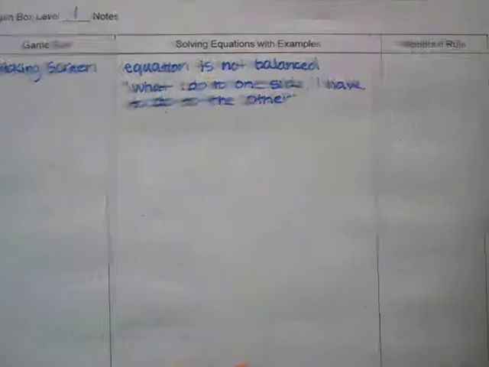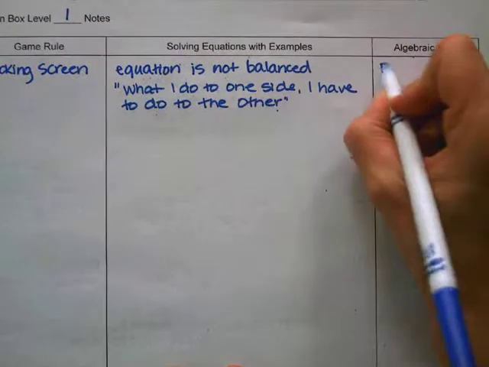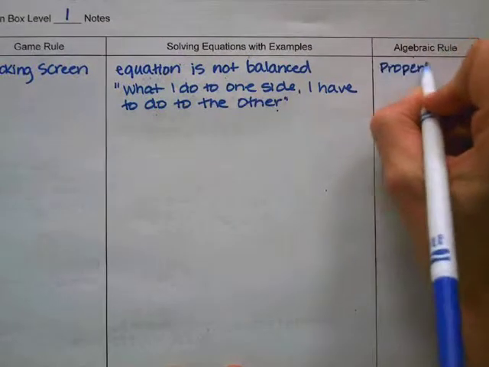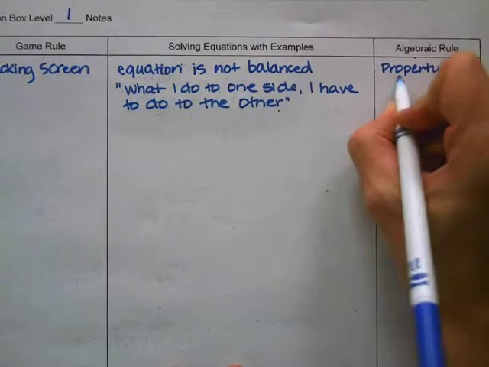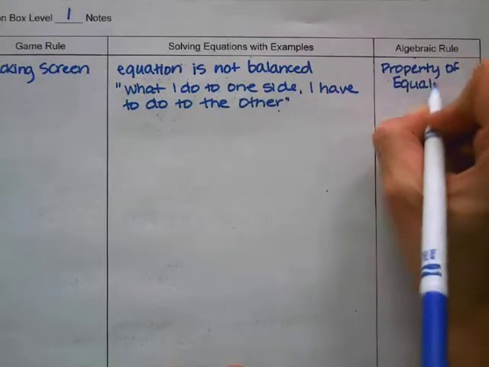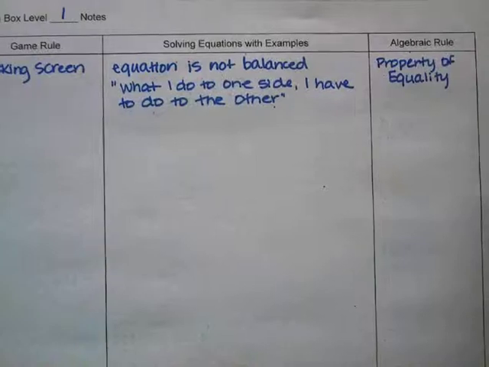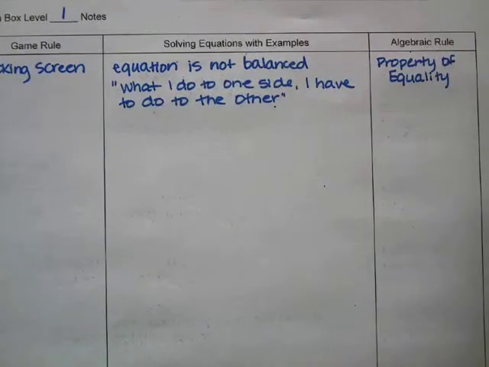There is a property name for this, and it actually makes sense. It is the property of equality. Why do you think they chose the word equality? Because it's equal. You are treating each side of the equation, or each side of your Dragonbox game board, equally.